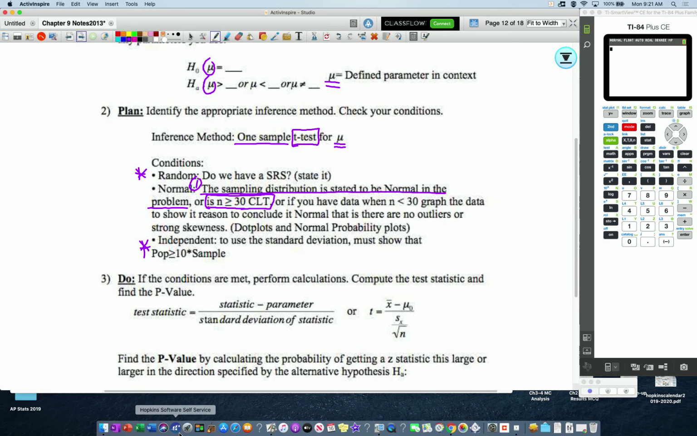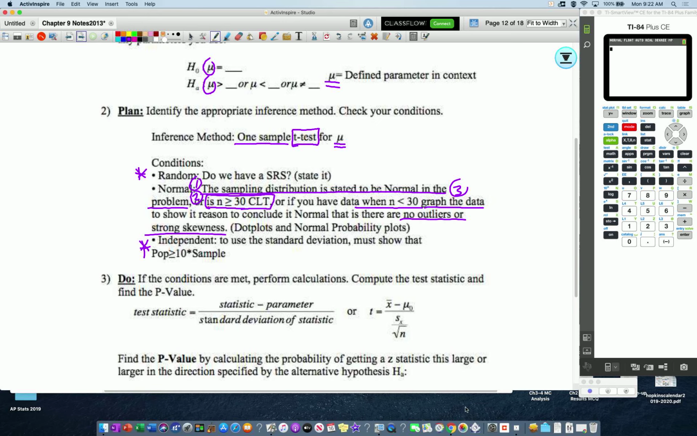However, I apologize, that's number 2. If you have the data when n is less than 30, that's number 3, you're going to have to graph the data and basically show that there are no outliers or strong skewness so that you can assume that it's approximately normal. A lot of times we do this with dot plots and normal probability plots. You can actually do it with histograms, any type of quantitative graph that helps you see what's going on.